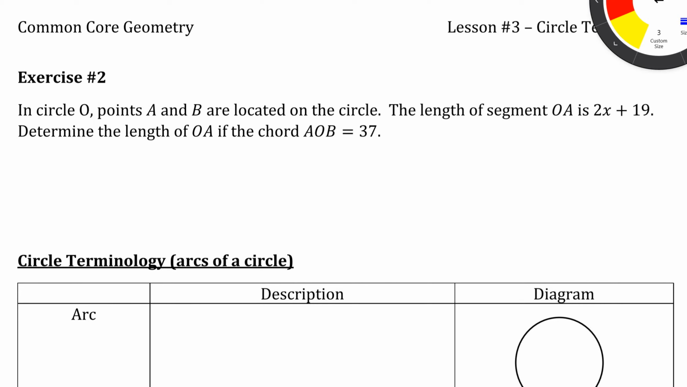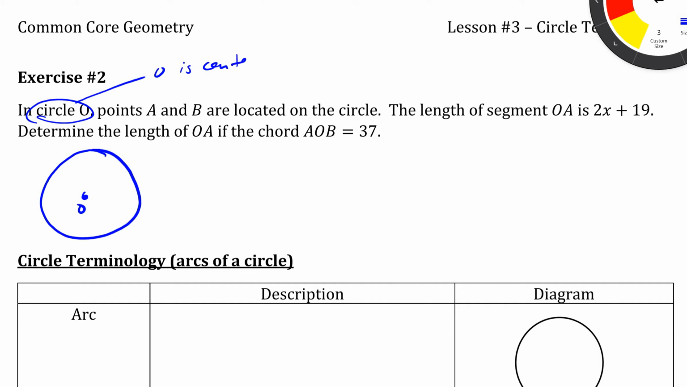Exercise number 2 talks about two different lengths of a circle. Notice for this one, they don't give you a diagram, so let's just draw a circle here. Circle O. Whenever it says circle O, O is the center. It says A and B are located on the circle. So here's point A somewhere on the circle, and here's point B somewhere on the circle. I know that OA and OB are congruent because they're both radii.